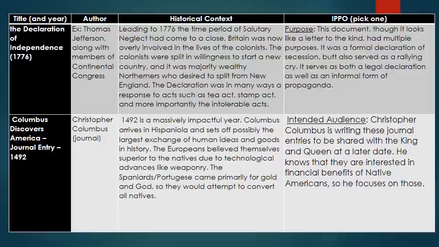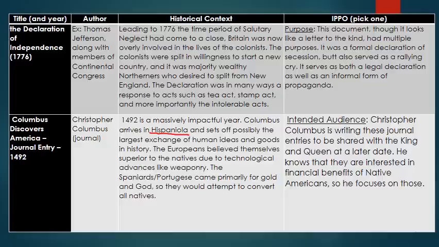So, in Columbus Discovering America, you see Declaration of Independence up top once again. But in Columbus Discovering America, you see similar. Once again, the title, the author in journal form, and 1492 was a massively impactful year, right? Columbus arrives in Hispaniola, important to know. That's context. It shows where it is. Human ideas and goods exchange, the Columbian exchange. Could have written that in there and underlined it.